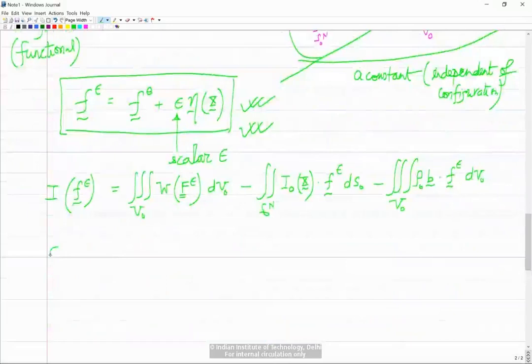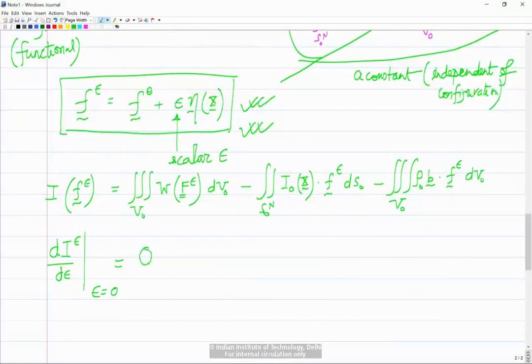So this is the epsilon energy, and we have to minimize this. So all that you have to do is dI epsilon by d epsilon and evaluate it at epsilon equal to 0. And this should be equal to 0, right? If Fe is the equilibrium F, then when you evaluate this derivative at epsilon equal to 0, because at epsilon equal to 0 you get F epsilon equal to Fe, and at that configuration the energy has to be minimum. So therefore this derivative must be equal to 0, right? Now let us work it out.